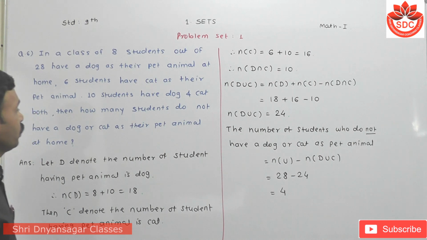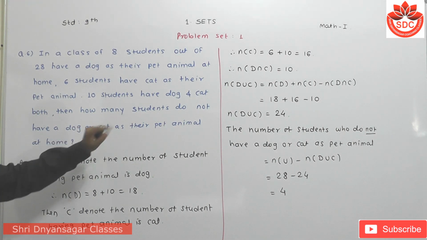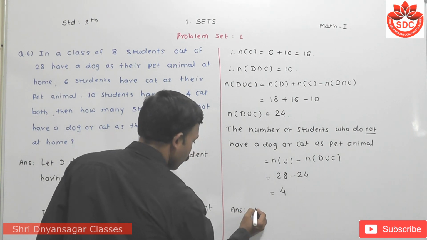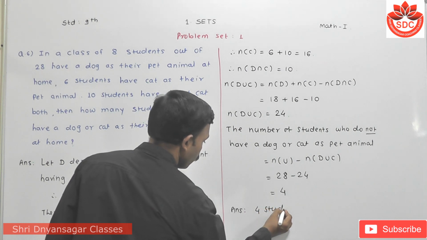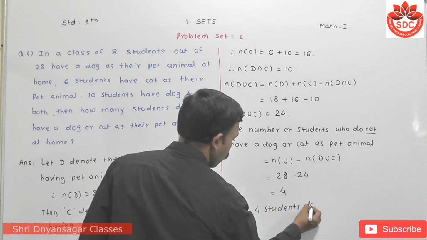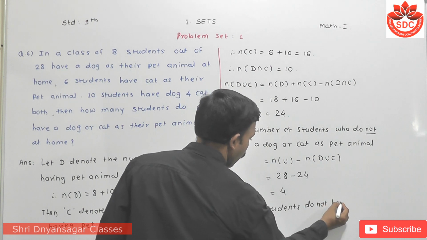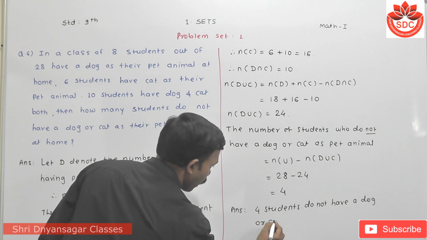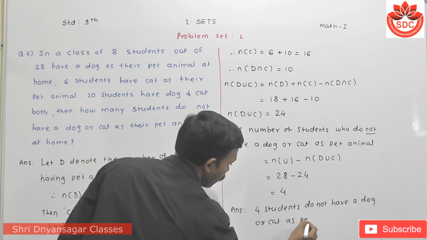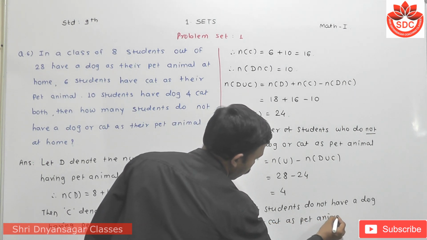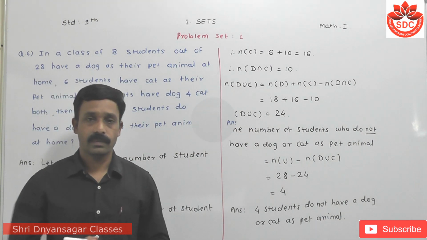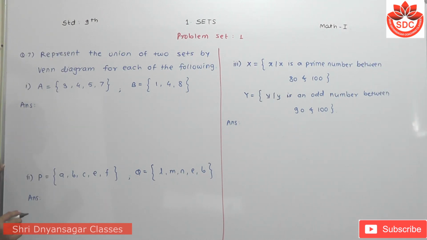Means that the number of students is how much? How many students? 4 students. Therefore the answer: the number of students who do not have a dog or cat as pet animal is 4. Can you understand this? We see the next question.